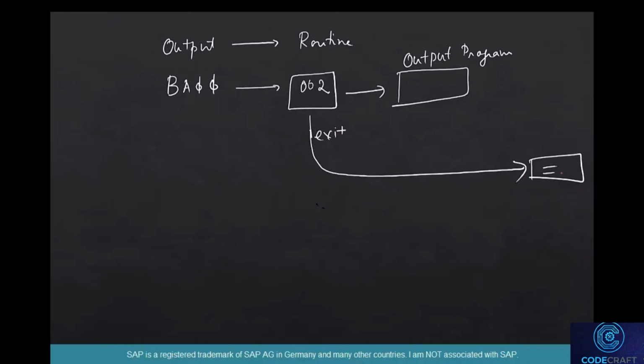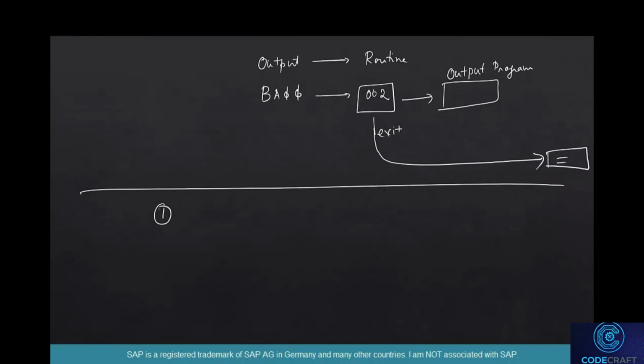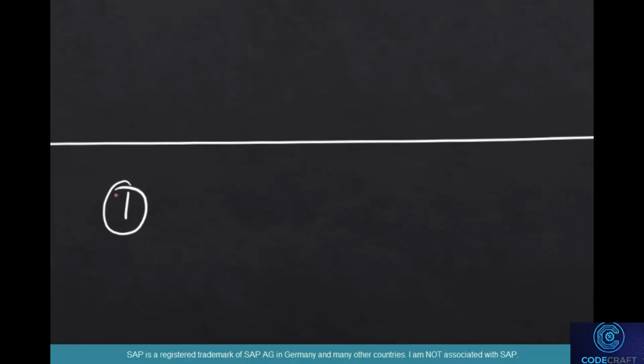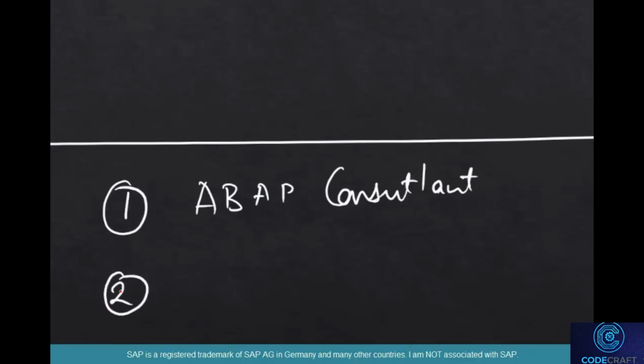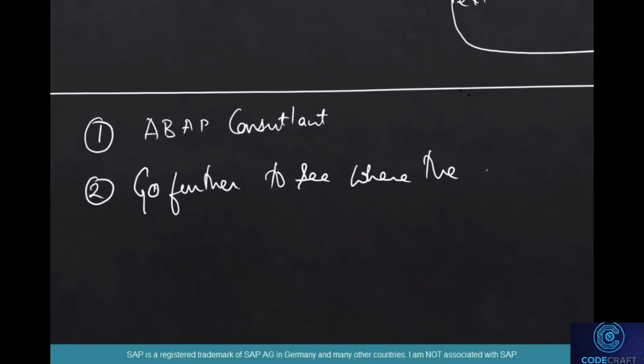Now at this point, you have two options. Option one, ask your ABAP consultant to come help you understand that program, because you don't understand coding. So ABAP consultant is the first option. The second option is you could try and go one step further and understand what kind of business logic has failed. Go further to see where the logic failed. If you have gone this far, I think you have done a pretty good job of debugging. It's okay. It's not bad.